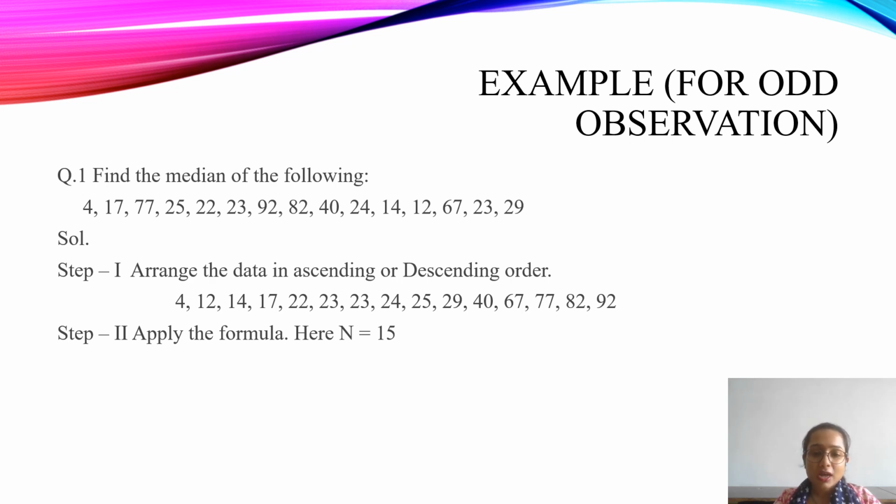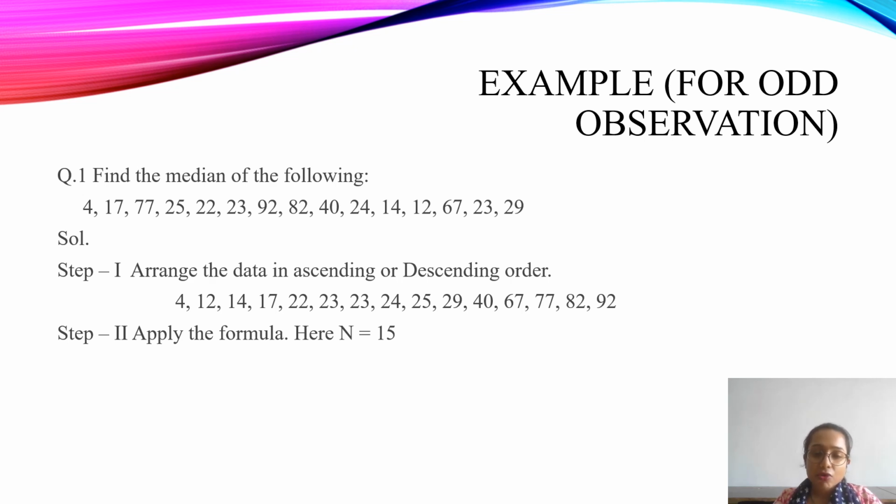The observations are whatever values of x are given in the question. Firstly, you have to count all the values. If the count is even, that is a case of even observations. If the count is odd, that is the case of odd observations. So here, as you can see, the number of observations is 15, so it is a case of odd observations.